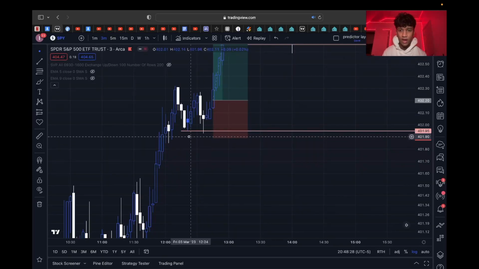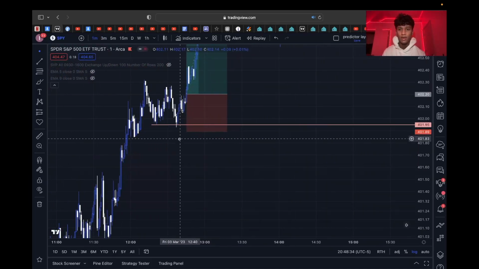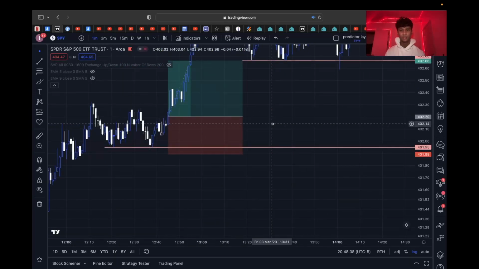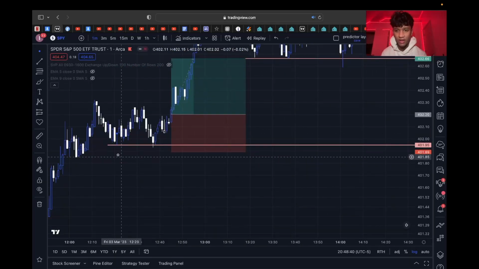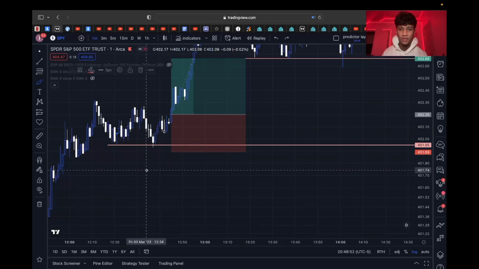So what you want to do is, after you find a spot of liquidity, you want to go back to your 1 minute chart and find a break of structure. And what's a break of structure, right? A break of structure is after that liquidity sweep, like this scoop right here, how it goes under that support level. You only want to hop in after the scoop.